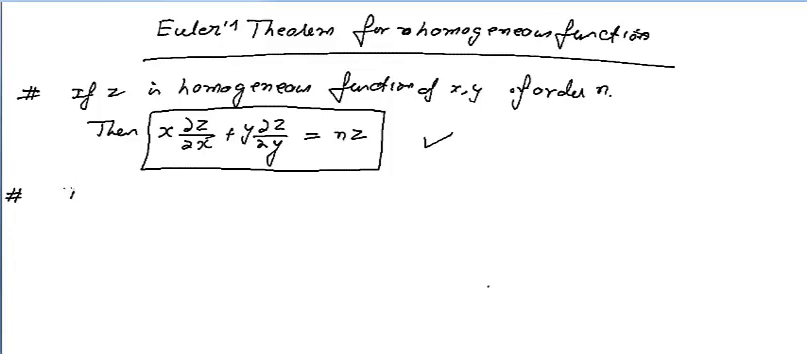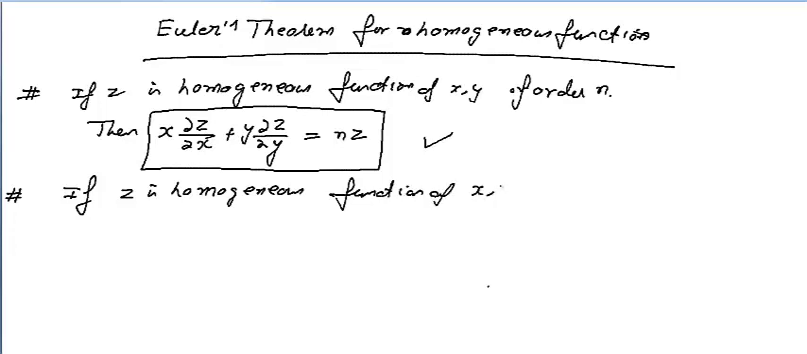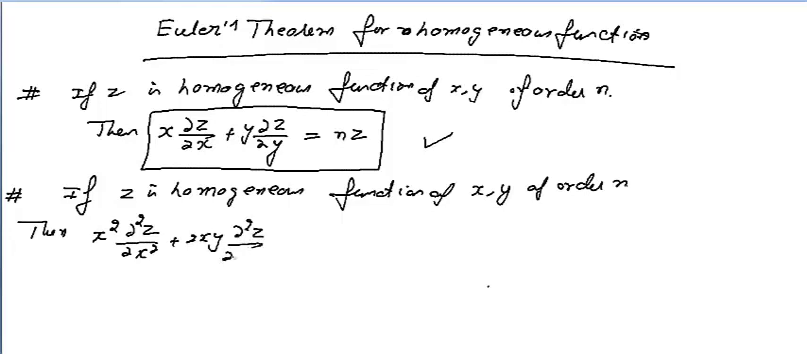What is this? The statement is the same but the result is different. If z is a homogeneous function of x and y of order n, then x² ∂²z/∂x² + 2xy ∂²z/∂x∂y + y² ∂²z/∂y² = n(n − 1)z. This is the Euler theorem for a homogeneous function of order 2.